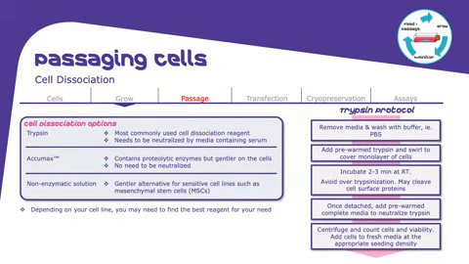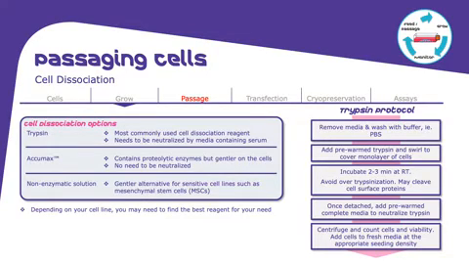Trypsin is the most common reagent used currently in the labs. However, there are other substitutes like Accumax as well. There is EasyLift if we're talking about stem cells. So depending on your cell line, you would need to find the best reagent for your cells. In that case, you might be required to test them, to analyze them and see what works best for you.